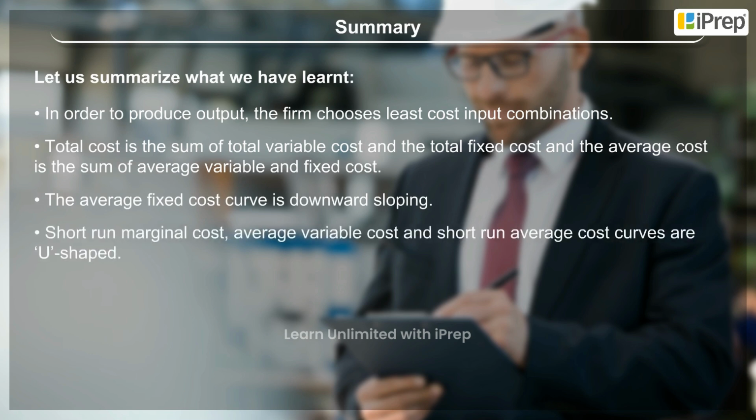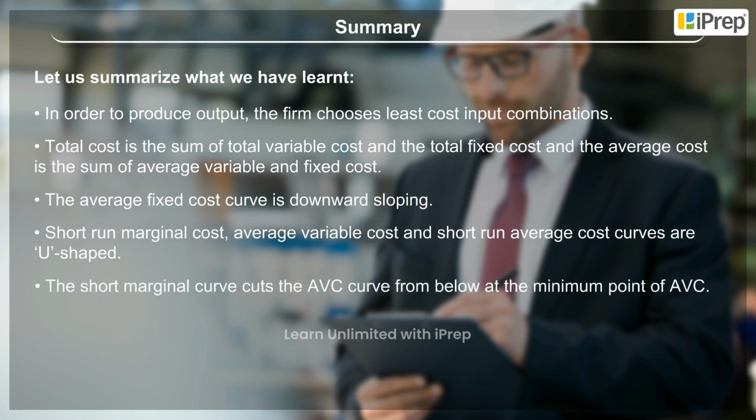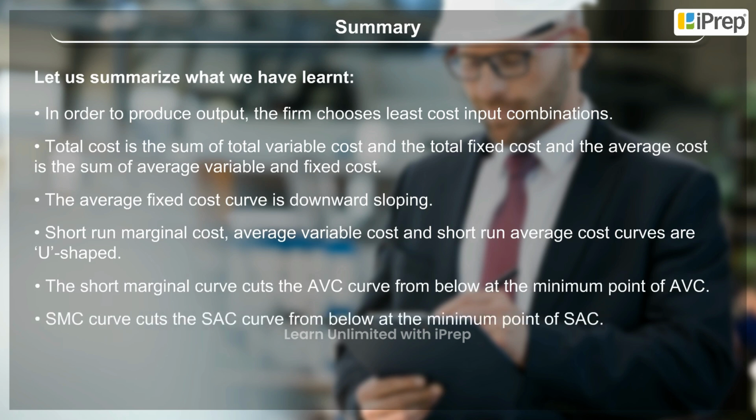Short-run marginal cost, average variable cost, and short-run average cost curves are U-shaped. The short-run marginal cost curve cuts the AVC curve from below at the minimum point of AVC. The SMC curve cuts the SAC curve from below at the minimum point of SAC.